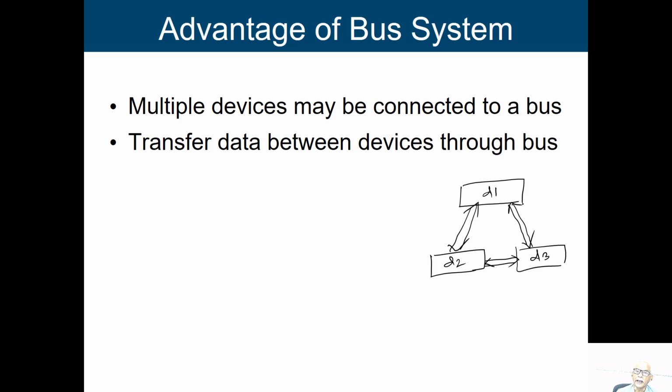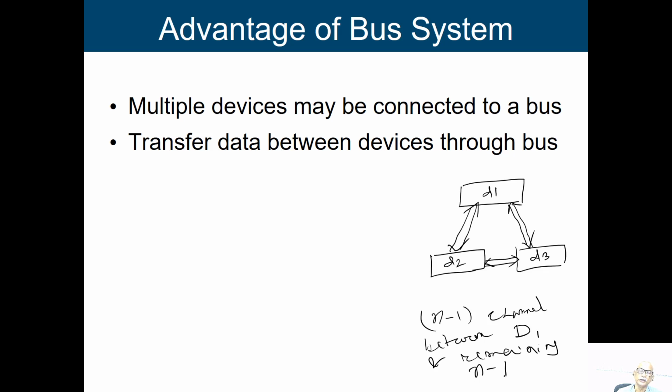So, if I am having n devices, then what will happen? I should have n minus 1 channels between D1 and the remaining n minus 1 devices. So, then only D1 can transfer information to all other devices.